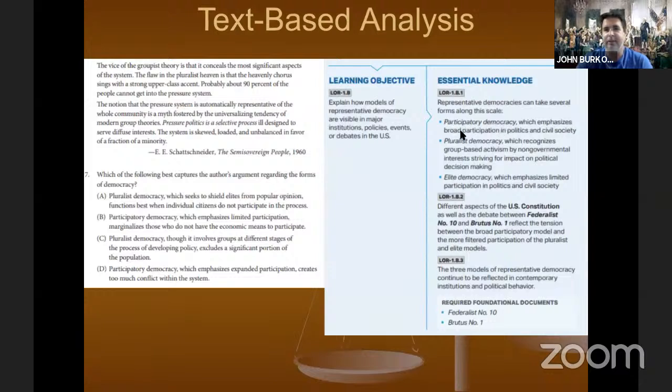It's in the CED. Here it is. I broke it down for you. They have participatory democracy, which they have described here, pluralist democracy, which they also described, and elite democracy. Remember, these questions are going to stem from the CED.